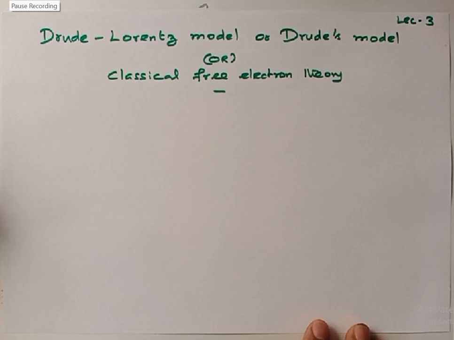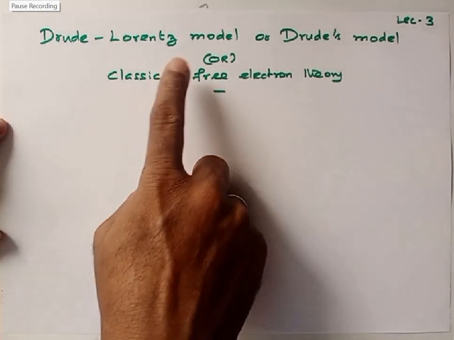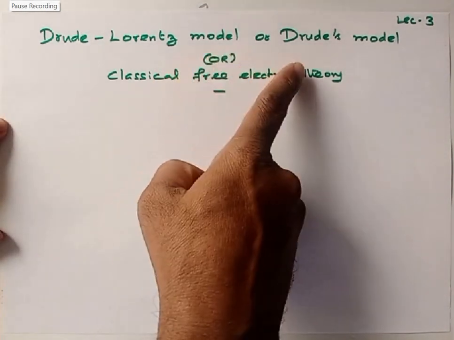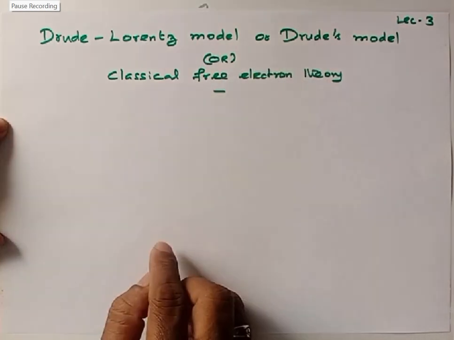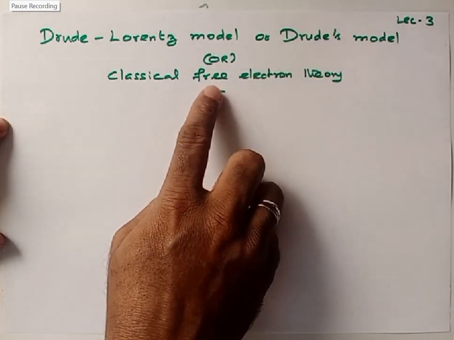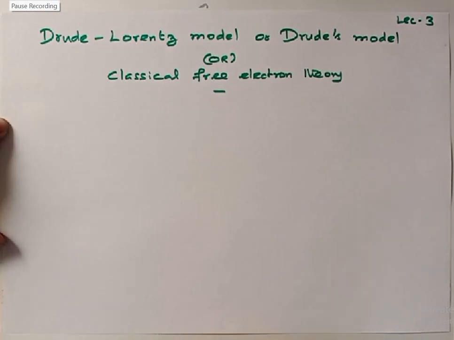In this lecture I am going to discuss the Drude-Lorentz model, also called Drude's model, and it is often called the classical free electron theory of metals.